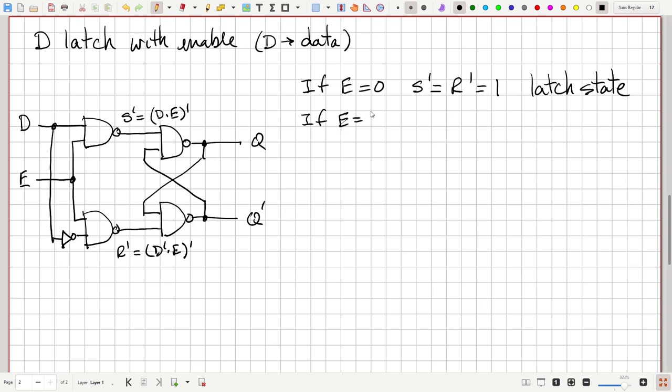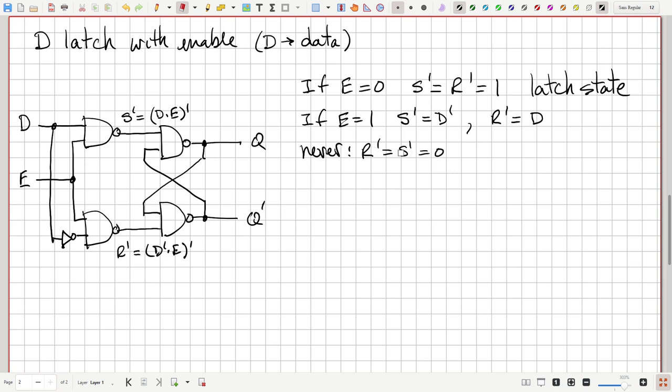If E is equal to 1, then S prime is D and 1, which is just D, and then you negate that, so D prime. And down here, R prime is not D and E, which is just not D, and then you invert that, you get not D inverted, which is just D. Now notice, we can never get the situation where R prime is equal to S prime is equal to 0. Because if E is equal to 0, they're both equal to 1. And if E is equal to 1, then one is D and the other is D prime. And so they can't both be 0, because if one was 0, the other would be 1.